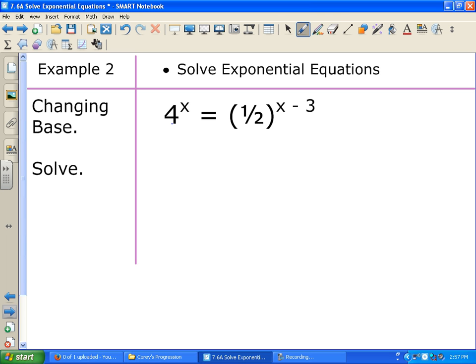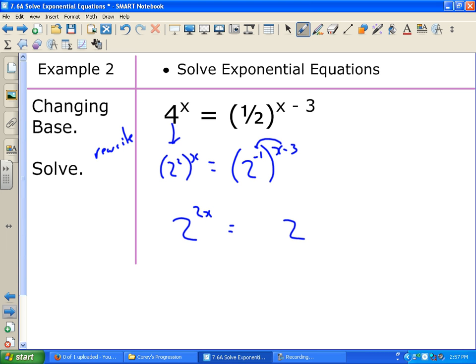So I'll rewrite 4 as 2 squared. And then I'm going to rewrite 1/2, and some of you guys already figured out where I'm going. I'm going to rewrite 1/2 as 2 to the negative 1, and that's to the x minus 3. So now I have 2 to the 2x equals 2, and remember I raised to an x, so I have to multiply, just like I multiplied there. That will be negative x plus 3, distributing the negative 1 times x minus 3 gives me negative x plus 3.